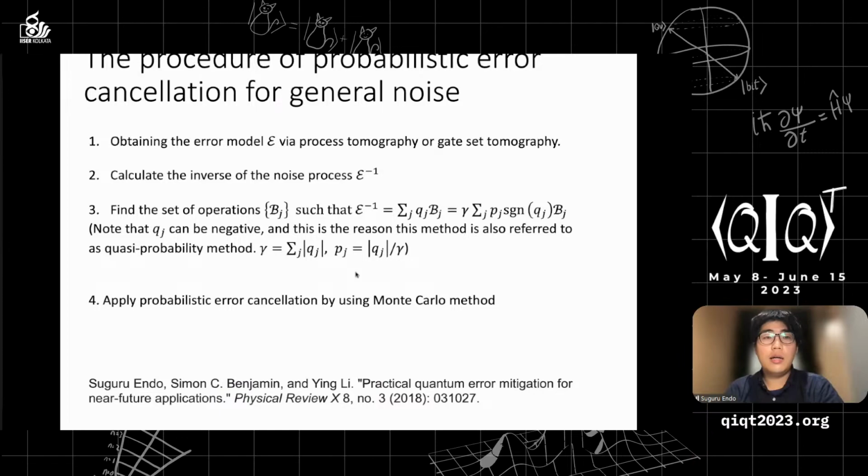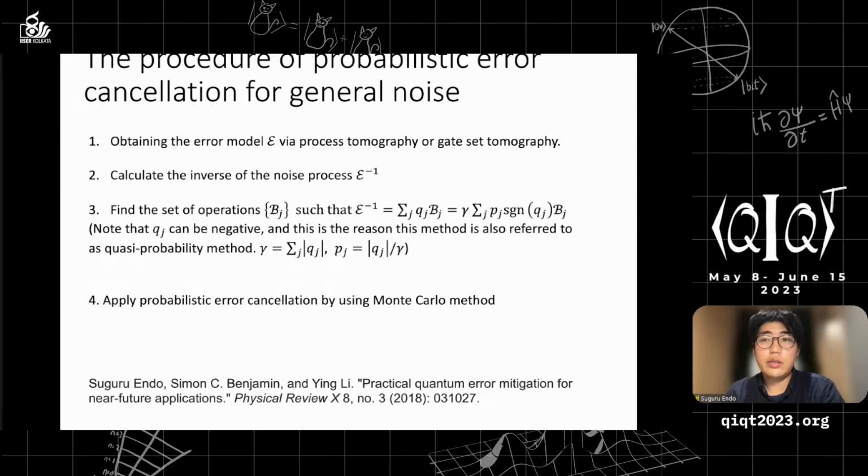And this is a procedure of probabilistic error cancellation for general noise. This is one of the accomplishments in my paper. First, obtaining the error model. We have to know the noise model to invert, to counteract the effect of noise, so we have to know the noise model in advance. We have to apply gate set tomography, and in my paper, I propose gate set tomography is a good way for characterizing noise. And we calculate the inverse of the noise process, E inverse. This is done by using the Pauli transfer matrix.